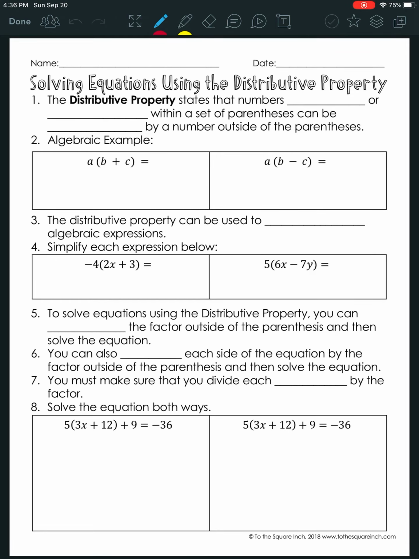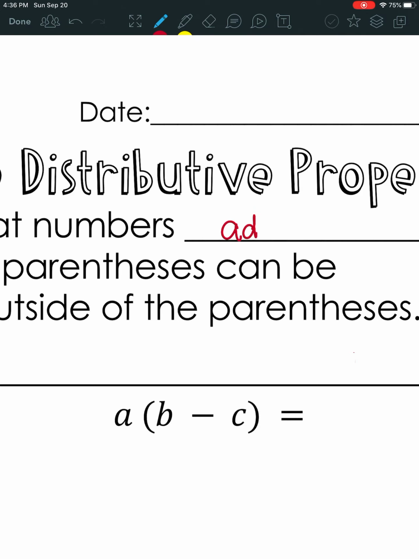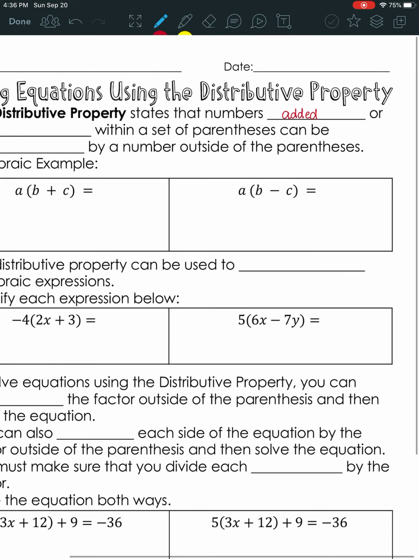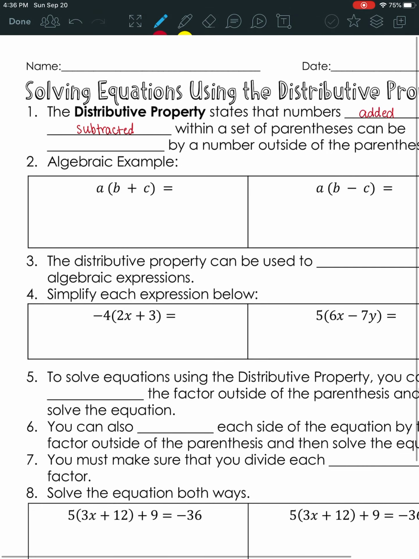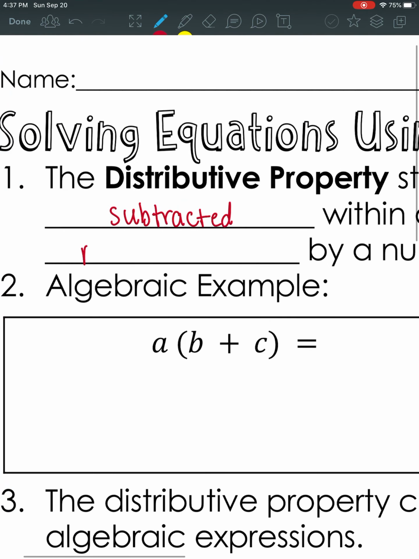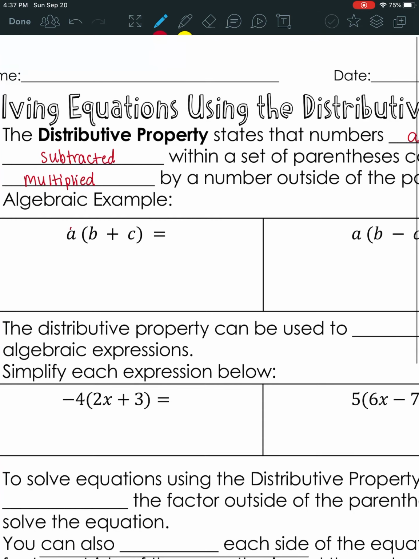So, solving equations using the distributive property. First of all, just a refresher, because we've talked about the distributive property in class. Don't forget that the distributive property states that numbers that are added or subtracted within a set of parentheses can be multiplied by a number that's outside of the parentheses. Remember, if there is a number right next to the parentheses, that means multiplication. So we'll take that number outside of the parentheses and multiply it to both terms inside the parentheses.